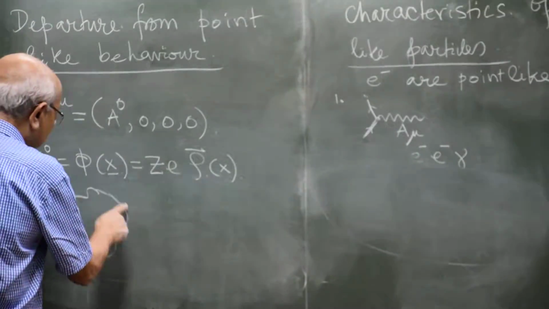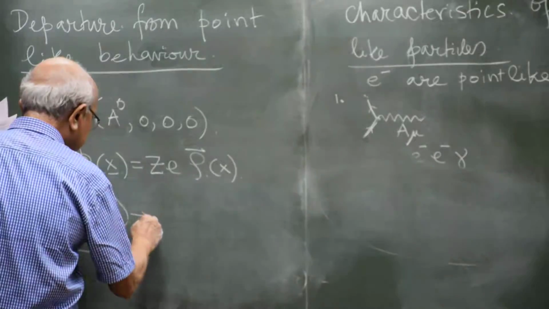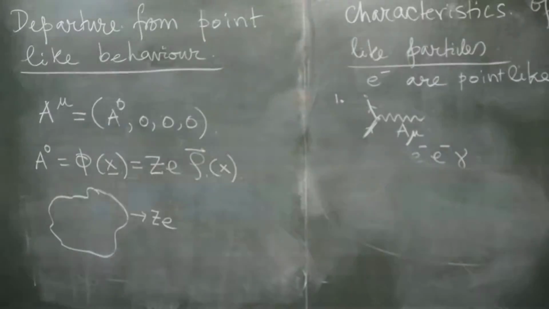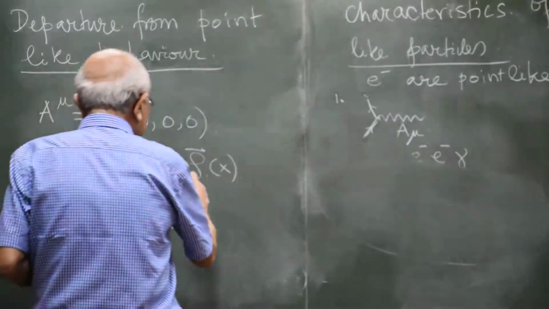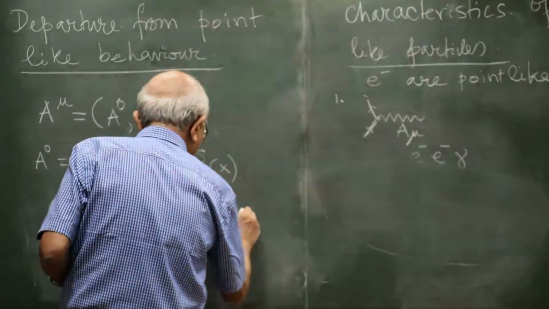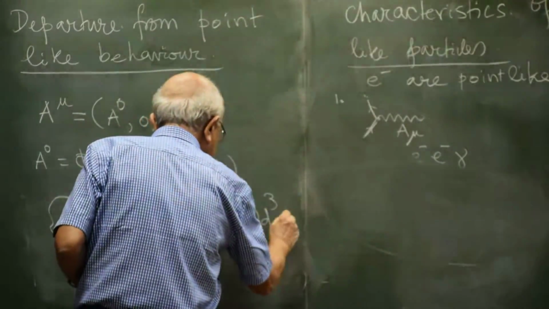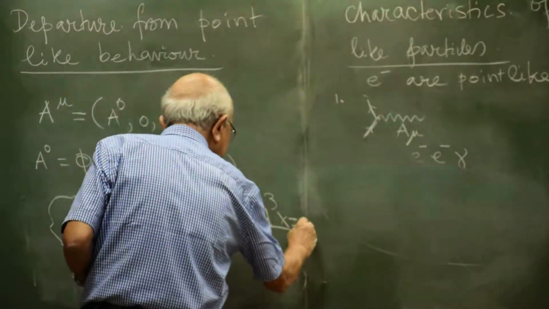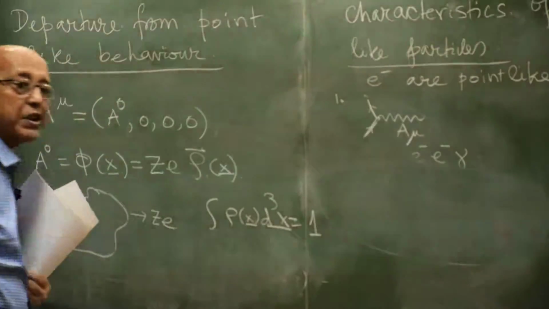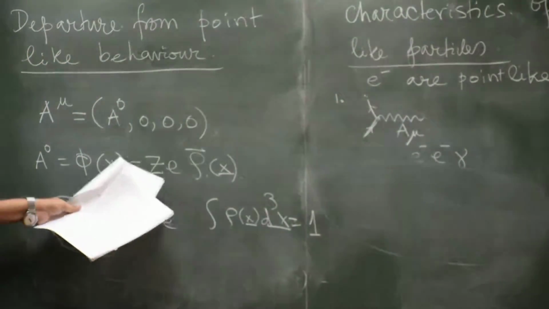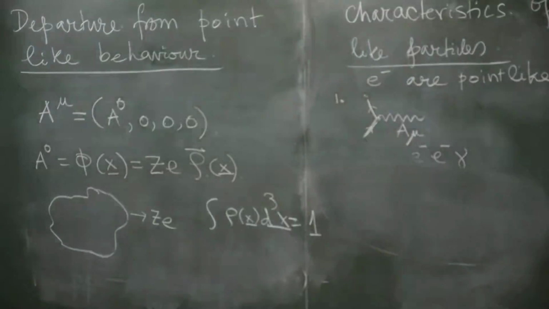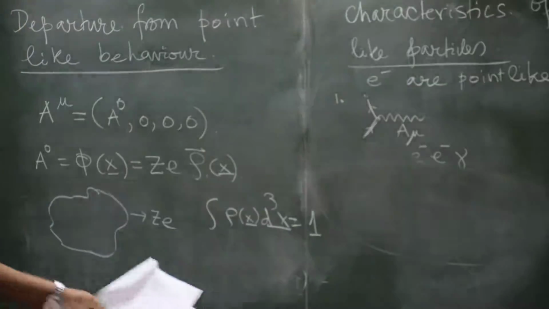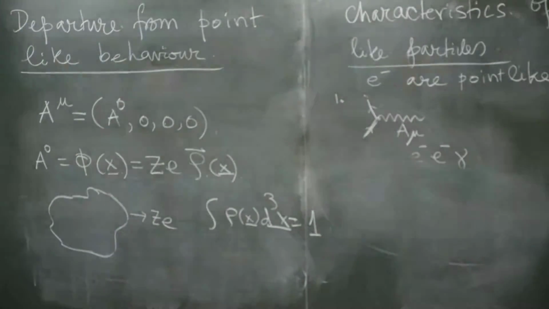The total charge of this charge distribution is Z. Therefore, this integral of rho x over this charge distribution must be equal to 1, so that the total charge, the integral of this phi over the charge distribution, should give you Ze. Therefore, the rho is defined in such a way that its space integral is 1.